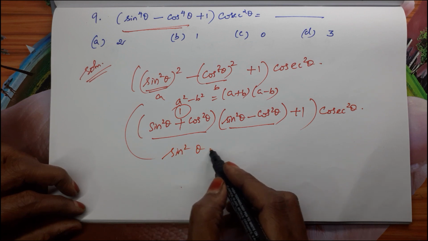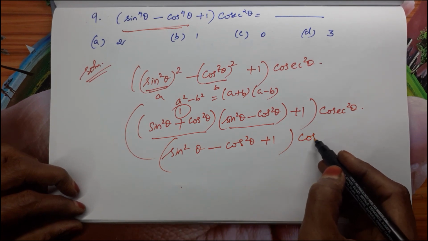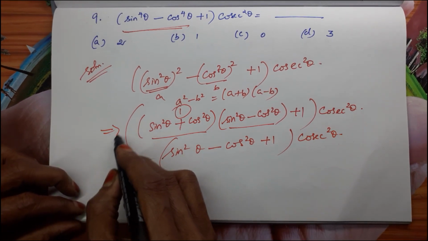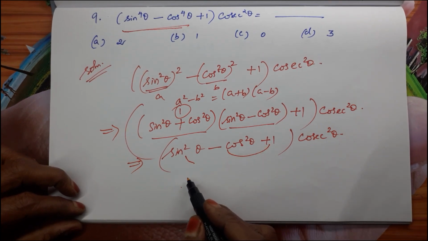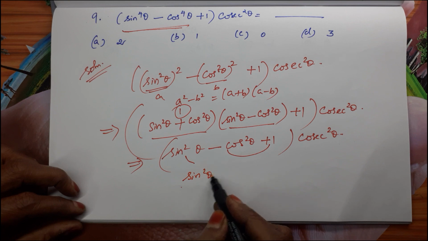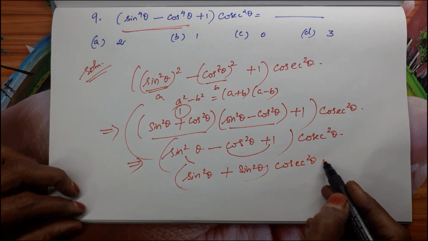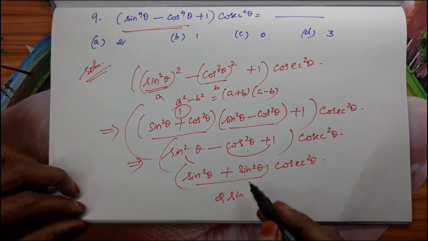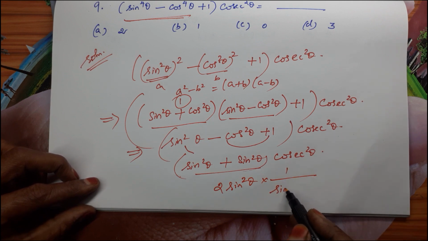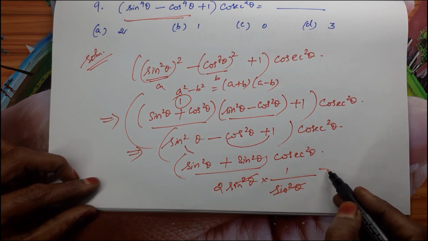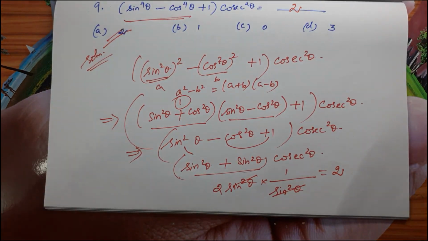So sine squared minus cos squared plus 1 into cosecant square theta. When we combine these two, 1 minus cos squared, it is sine squared. So sine squared plus sine squared into cosecant square theta. This is 2 sine square theta into cosecant squared, which is 1 by sine square theta. We can cancel. Answer is 2. So 2 is the answer for this problem.